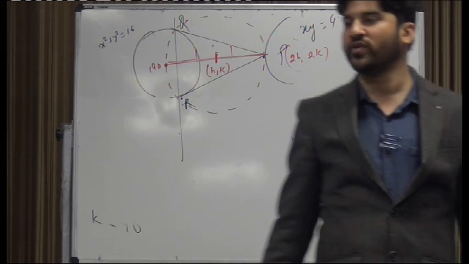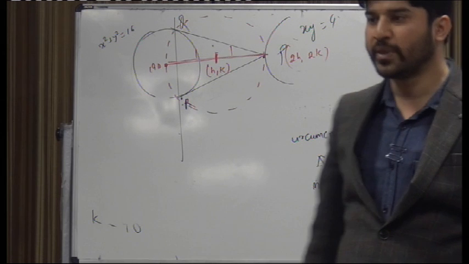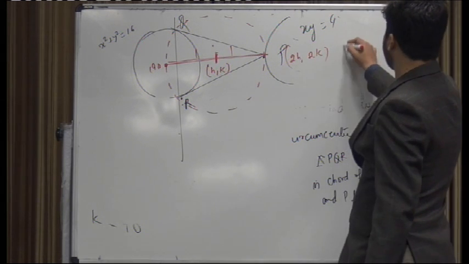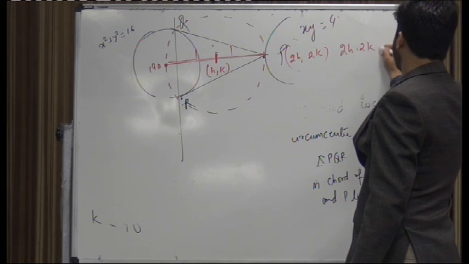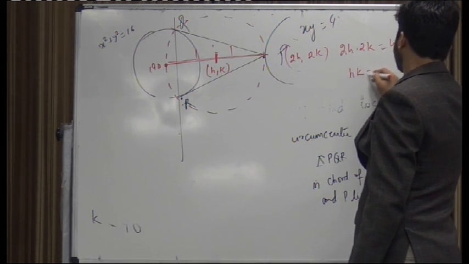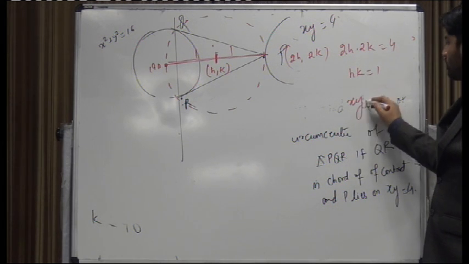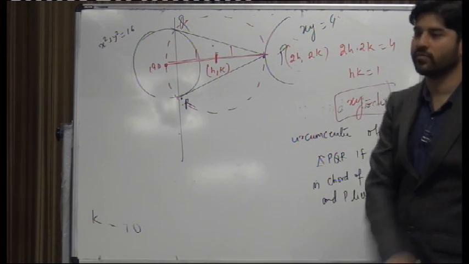Now 2h comma 2k is lying on the curve. Which curve? xy is equal to 4. So it must satisfy that equation. So 2h into 2k equals 4, so hk equals 1. So what will be the equation? xy is equal to 1.